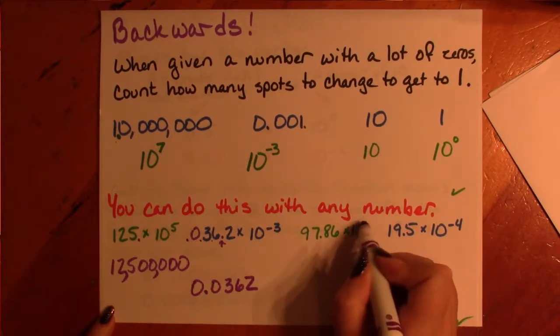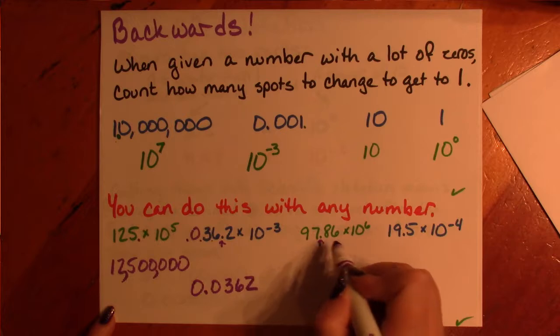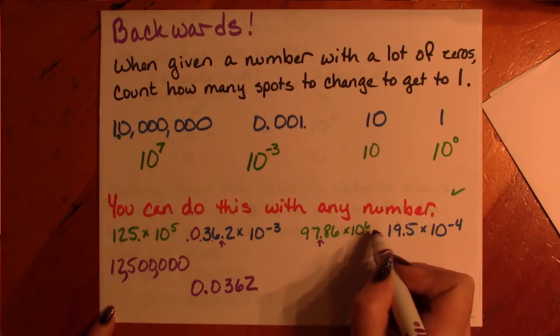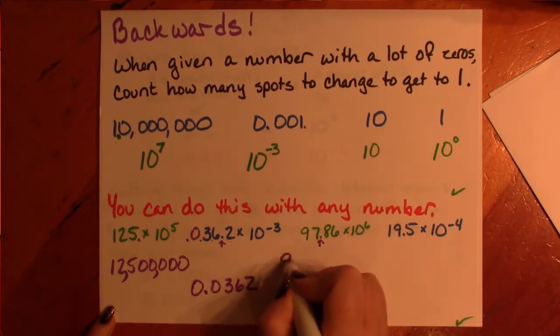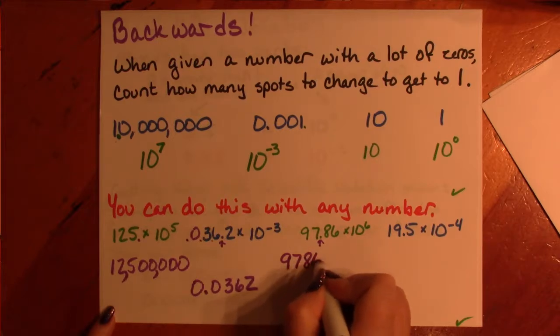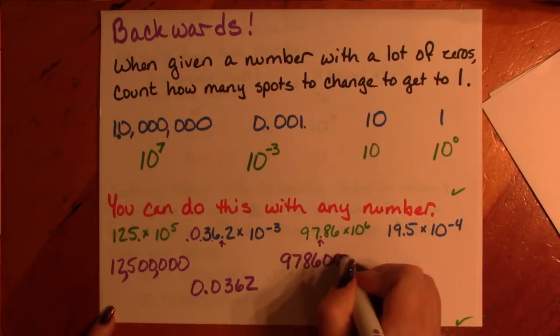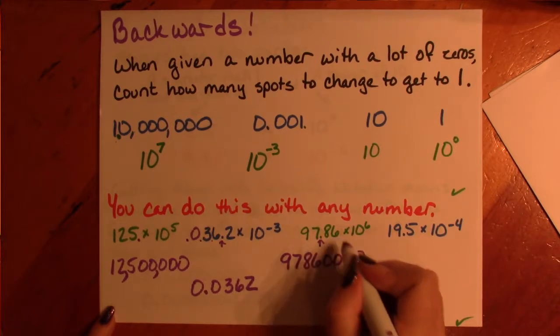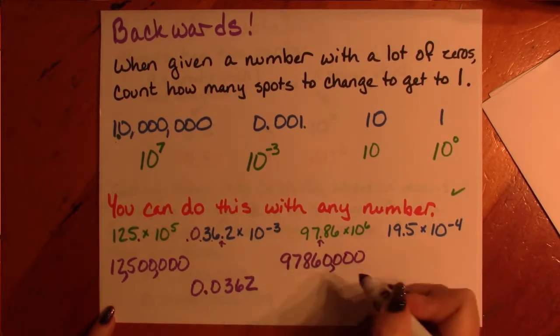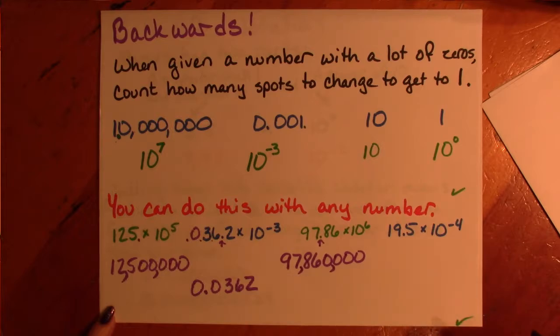This number I'm making larger. I'm going to move this decimal point over in the larger direction 6 times. So I'm going to have 97, 86, 1, 2. I have 4 more zeros I need to add because I've already moved it 2 places. And then I'm going to count 1, 2, 3, 1, 2, 3.